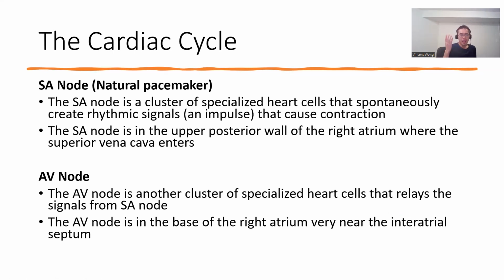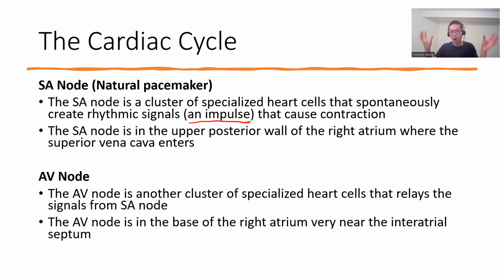So we have a natural pacemaker in the heart. A natural pacemaker is a group of cells, a cluster. Cluster means a group, right? A group of specialized cells in the heart that, under the control of your nervous system, your brain, will rhythmically send out an electrical signal. We call these electrical signals an impulse. Long story short, these electrical signals will cause the heart muscle to contract.